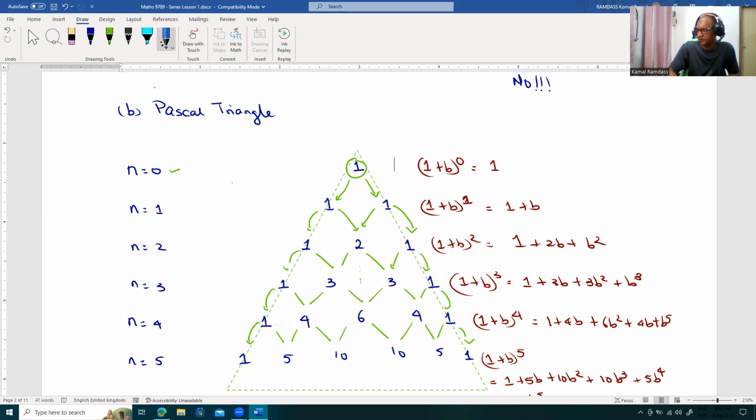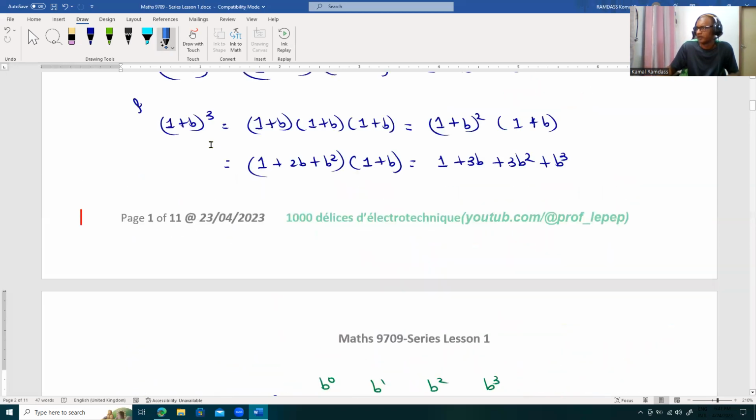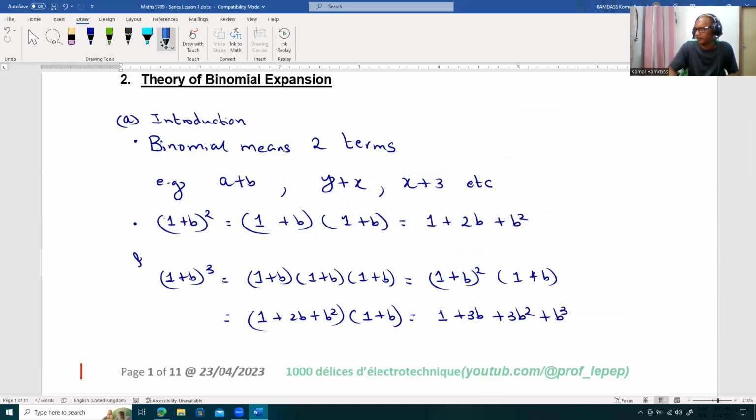1 plus b to the power of 1, ça pour 1 times b to the power of 0, plus 1 times b to the power of 1, we get 1 plus b. 1 plus b to the square, we get 1 plus 2b plus b square. Et ça même, on gagne là-haut. 1 plus 2b plus b square.